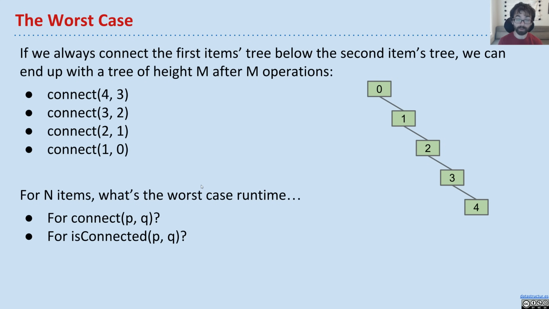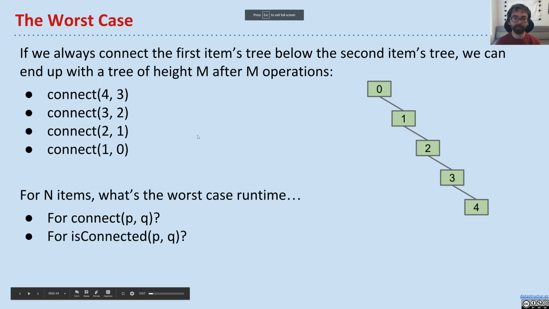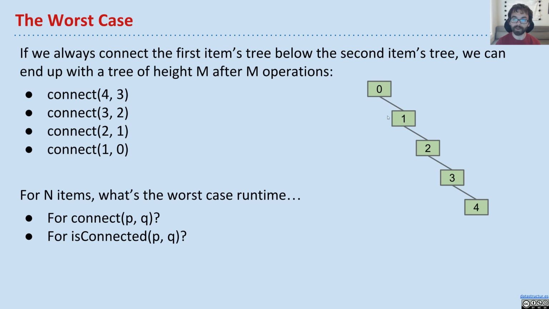So here's a question to really see if that makes sense. Let's say that we always connect the first item's tree below the second item's tree. In that case, if we did, for example, connect 4, 3, connect 3, 2, connect 2, 1, and connect 1, 0, we would end up with this tree right here. So what I'd like you to do now is tell me what would be the worst case runtime for the connect and is connected operations, keeping in mind that you need to be able to call root in order to answer either of these questions. So I'll pause again maybe, and I'll answer it.